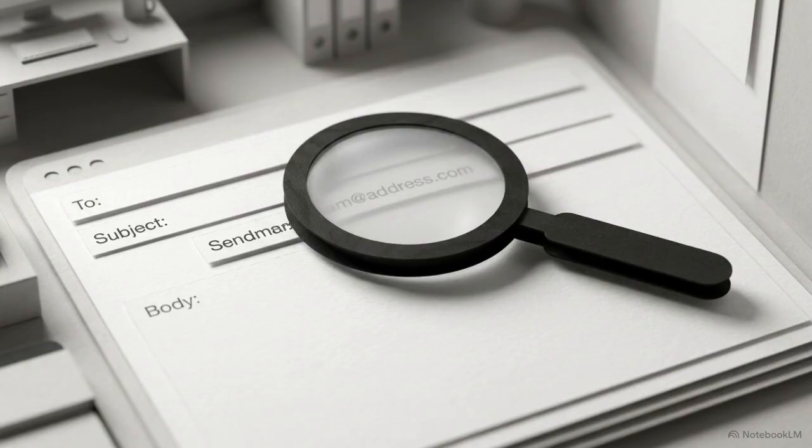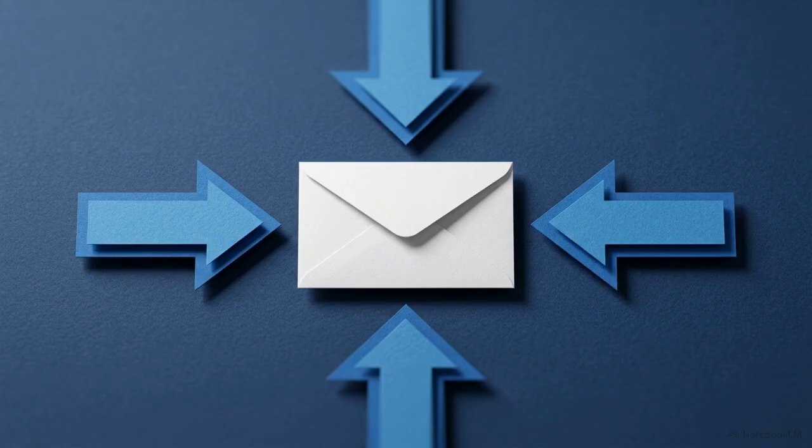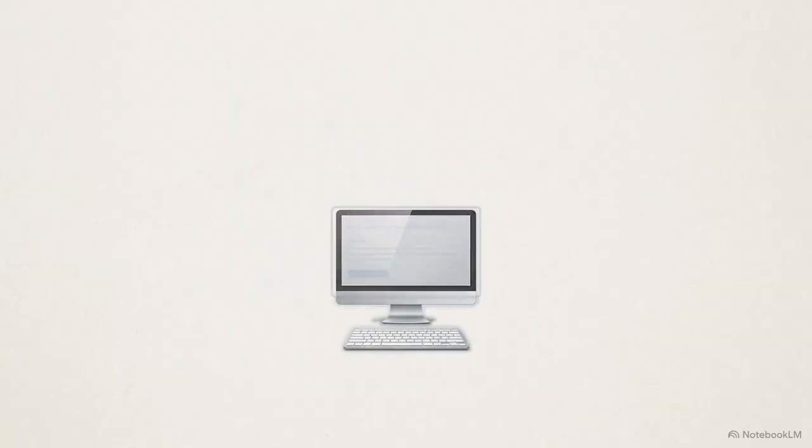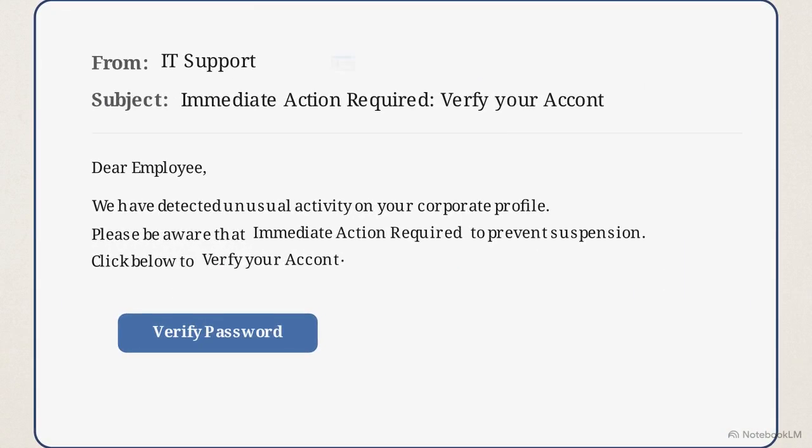Once you have paused, move to step 2, check. This is a deliberate 4-point inspection of the message's anatomy. First, verify the sender. Look past the display name and analyze the underlying email address. Attackers often use subtle misspellings in the domain name to appear legitimate.